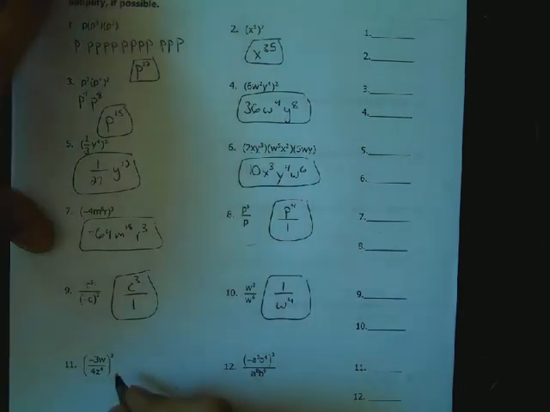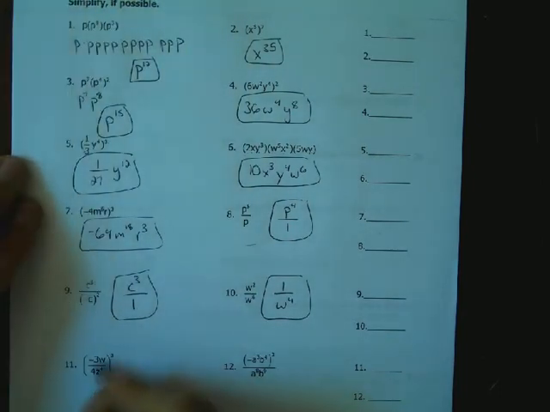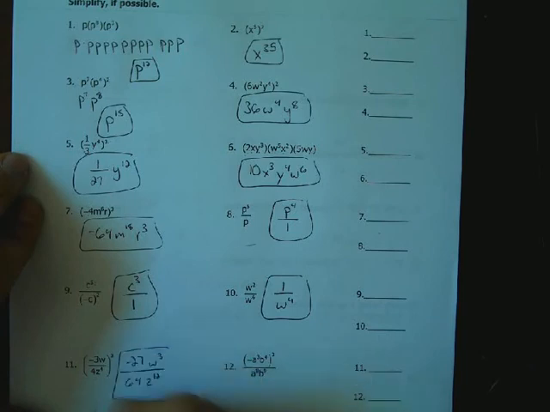Cubing everything inside here, I've got negative 3 cubed, so negative 27. I've got w cubed, so of course just w cubed. I've got 4 cubed, 64. And I've got z to the 4th cubed, which is z12.